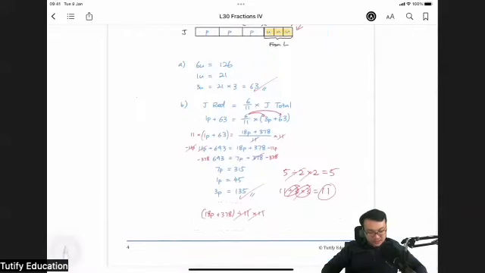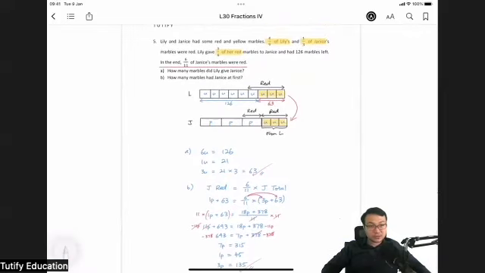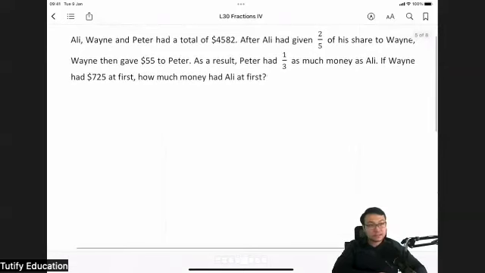Who else has questions, students? Anyone? Please ask. Put up your hand. Ambriel asked a good question. All right. Then moving on to example 3. Okay, take 10 seconds to read.